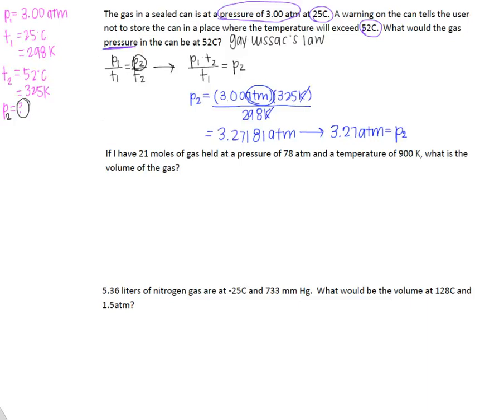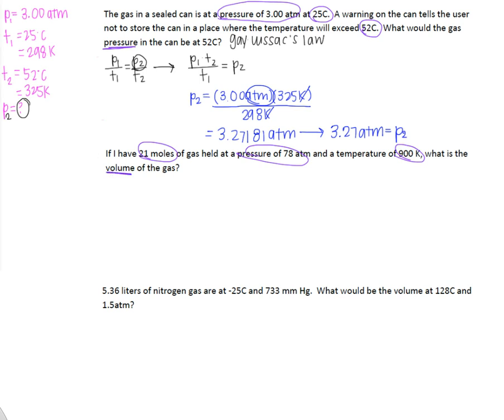So now we're looking at a second problem, and we want to start it again just like we did the first. I have 21 moles of gas held at a pressure of 78 atm and a temperature of 900 K. What is the volume of the gas?